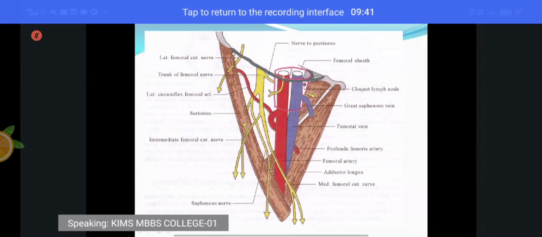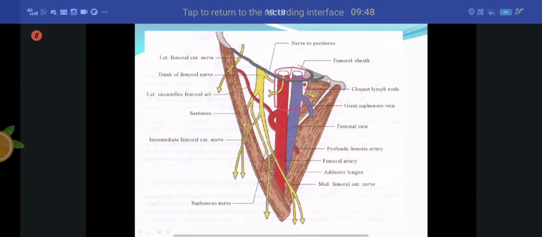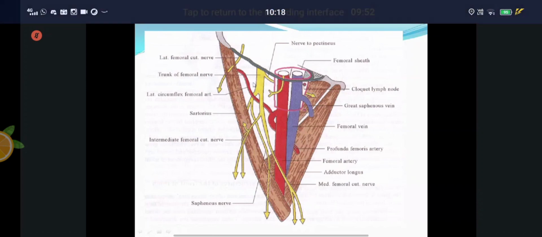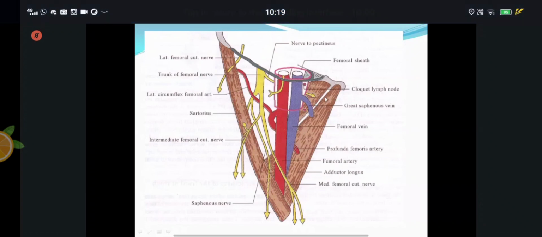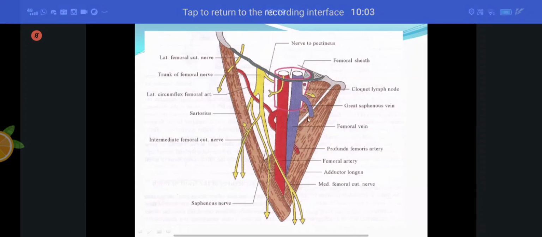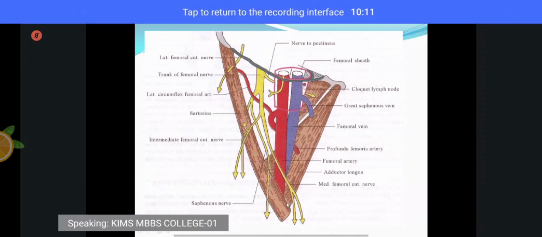This is a triangle which you see in the anterior compartment of the thigh. The base is formed by the inguinal ligament. The lateral boundary is formed by the medial border of the sartorius, and the medial boundary is formed by the medial border of the adductor longus. The apex is formed by the joining where the sartorius meets the adductor longus.